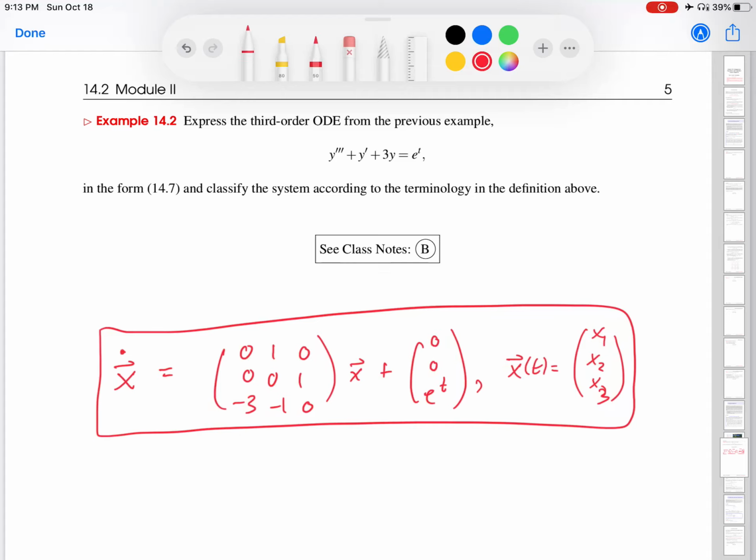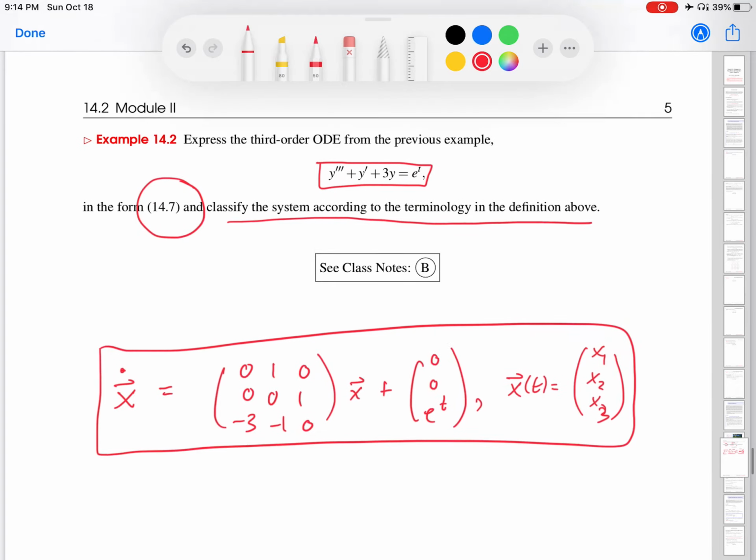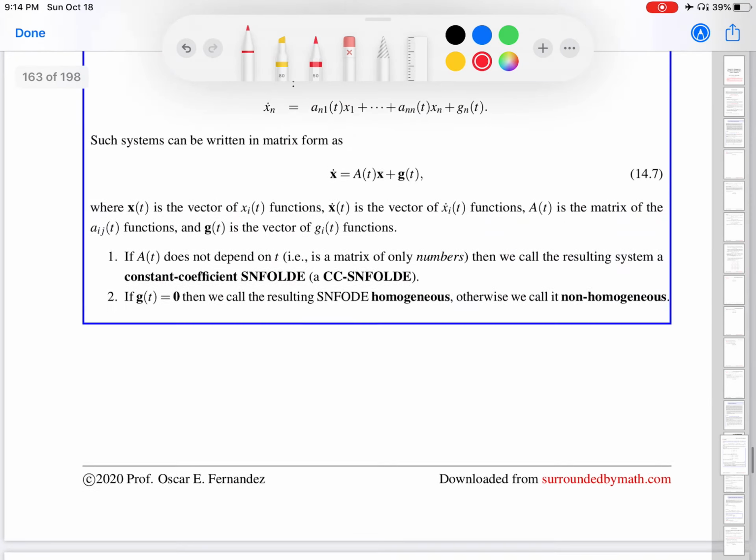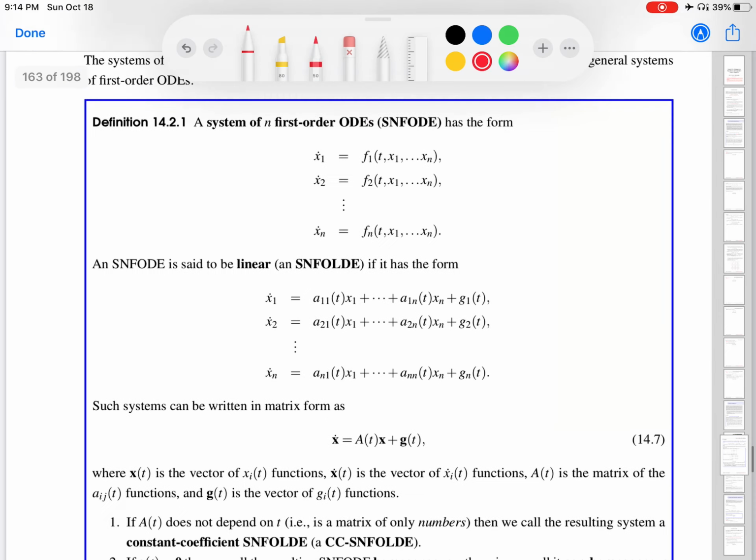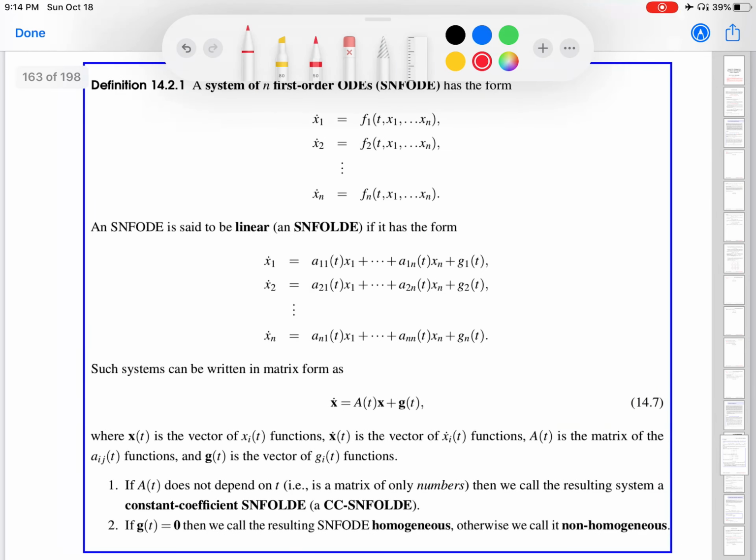In this example, we want to take the third order ODE from the previous example and express it in the form 14.7 and then classify the system according to the definition above. So let me just scroll up and go through this definition really quickly. So first, 14.7 is a system of this form. So, we'll get there. Let me talk about what's above it first.